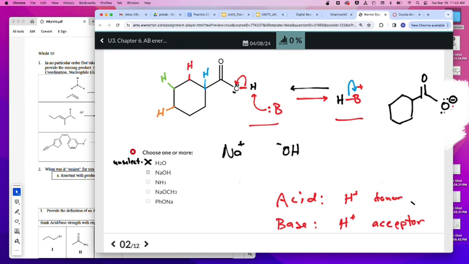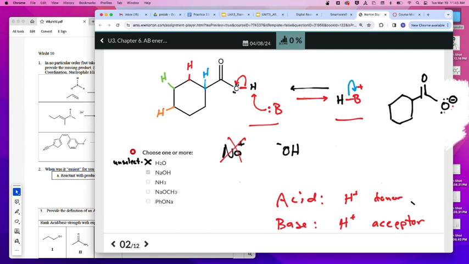Does the sodium ion do anything? Well, Mike, you never taught me that. I shouldn't have had to teach you that, because when did you learn that? Gen chem. Sodium ion is a spectator ion. It just floats off and does nothing, which then means I don't care about it. The only thing I care about is hydroxide, the negative. If that's my base, what happens when I look at my product?